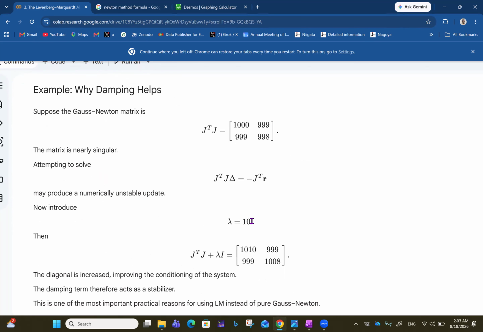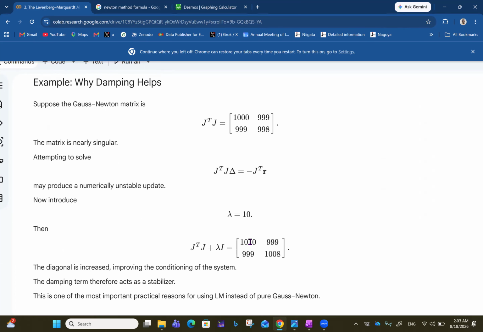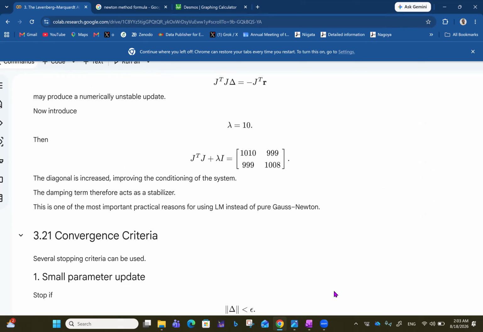Now, if you introduce lambda equal to 10, which is the damping parameter, then we have J transpose J plus lambda I. That automatically adds 10 to the values on the principal diagonal. So 1,000 plus 10, you have 1,010. 998 plus 10, you have 1,008, while the other entries remain. So the diagonal is increased, improving the condition of the system. The damping term therefore acts as a stabilizer. This is one of the most important practical reasons for using the Levenberg-Marquardt algorithm instead of pure Gauss-Newton.